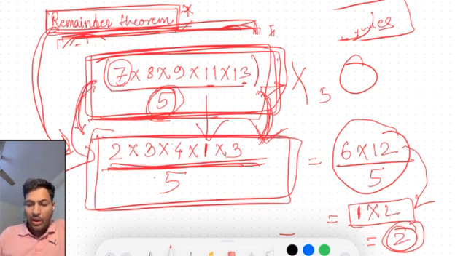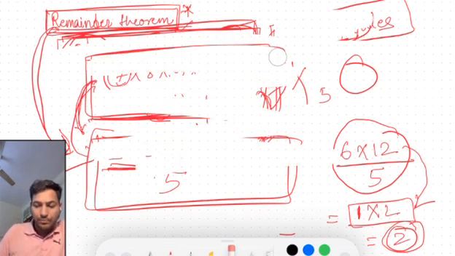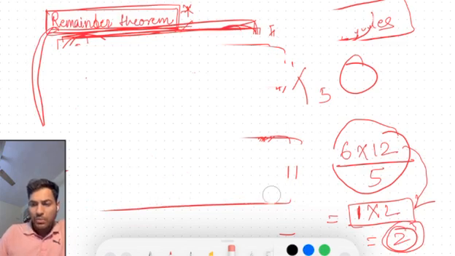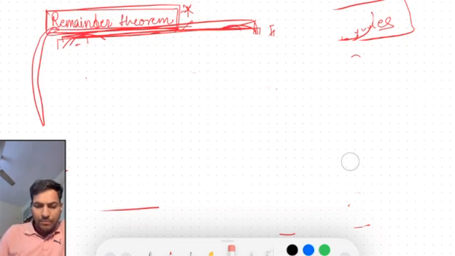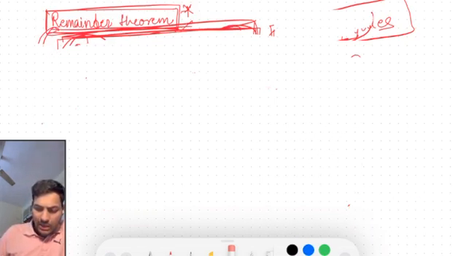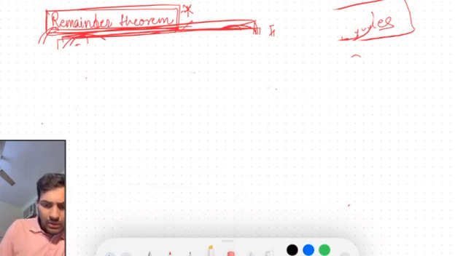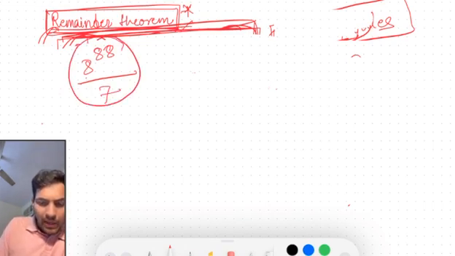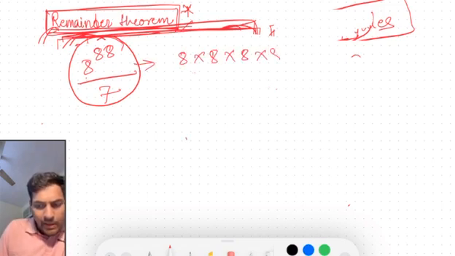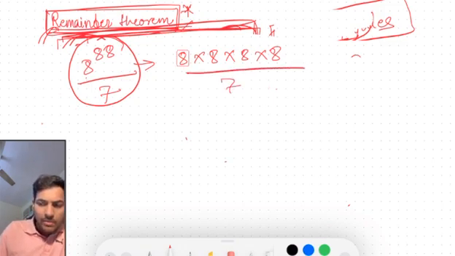Now you can take any complex calculation. Let's see a question which was given by UPSC itself. It was 8 to the power 88, and you have to find the remainder with 7. You will feel that this is very difficult, but how to do it? Isn't this the same as 8 into 8 into 8 into 8 divided by 7, 88 times?